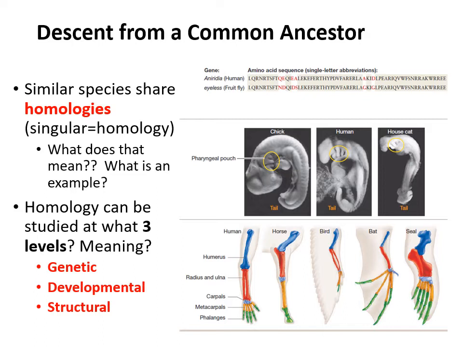And the last one, structural, is demonstrated here. Like I just said, structural homology would be similarities in adult organism structures that demonstrate inheritance from a common ancestor. So here you have the similarities in bone structures amongst all of these different organisms that show common ancestry with regard to these limb bones and limb structures. Okay, so make sure you're comfortable with knowing what homology means and what we mean by each of the three ways to study it: genetic, developmental, and structural.